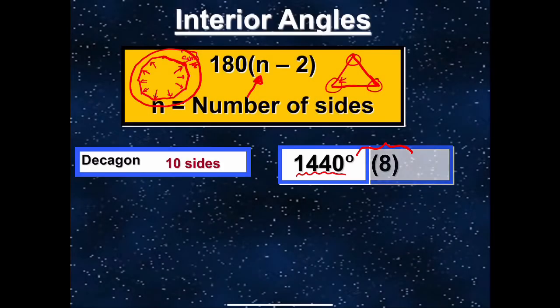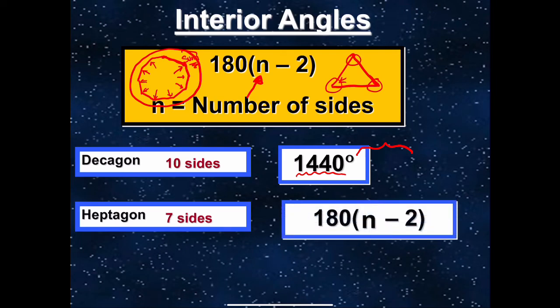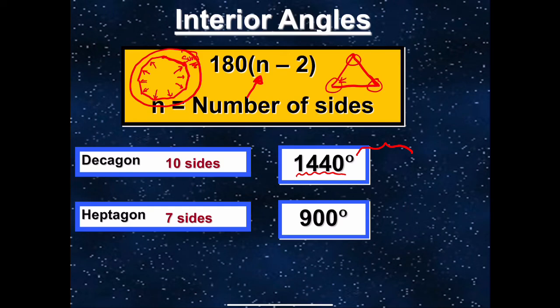All right, moving on to the next example here. Heptagon. A heptagon has 7 sides. So now we're going to plug that into the formula, which is 180 times n minus 2. So what are we going to put in place of the n? We're going to put the 7. All right, so do parentheses first. 7 minus 2 is 5. That is correct. So now just do 180 times 5. I know 18 times 5 is 90, so I bet you this is 900.